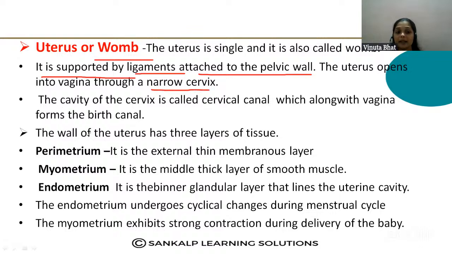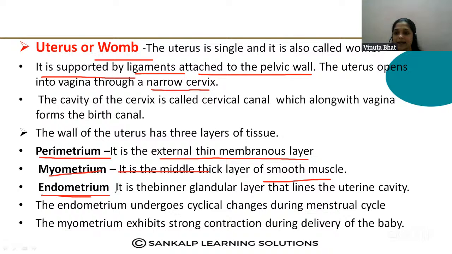And mainly the uterus consists of three wall layers. Very important, that is perimetrium, myometrium, and endometrium. These are the three wall layers of the uterus. Perimetrium is the external thin membranous layer. Myometrium is the middle layer, which consists of smooth muscle. This has also been asked: the middle layer which consists of smooth muscle is called the myometrium.